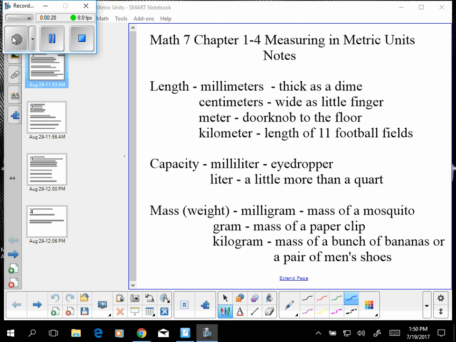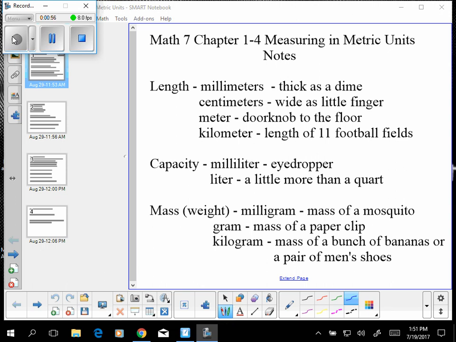In the metric system, we have three different categories of measurements. The first one is length. The millimeters, which are as thick as a dime, if you can visualize that. The centimeter, which is actually as wide as most people's little finger, unless you're a rather petite person. The meter, which actually measures from the doorknob to the floor on most standard doors. And the kilometer, which is actually quite long.